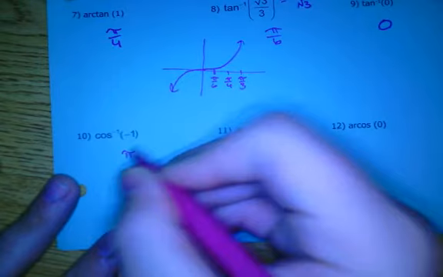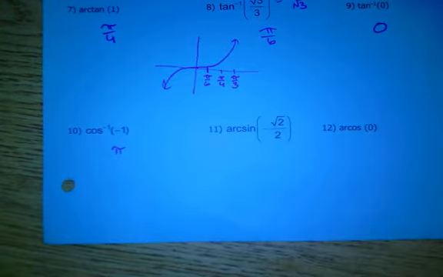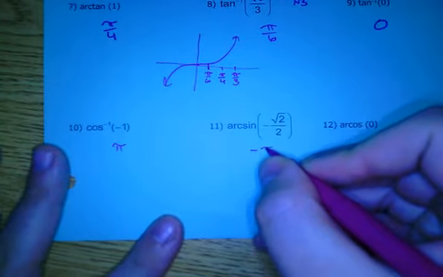It's pi. Wouldn't that be undefined? Yeah. Was -1 divided by 0? Oh, it's cosine. It's cosine. I got it. Arc sine of negative root 2 over 2. Negative pi over 4.